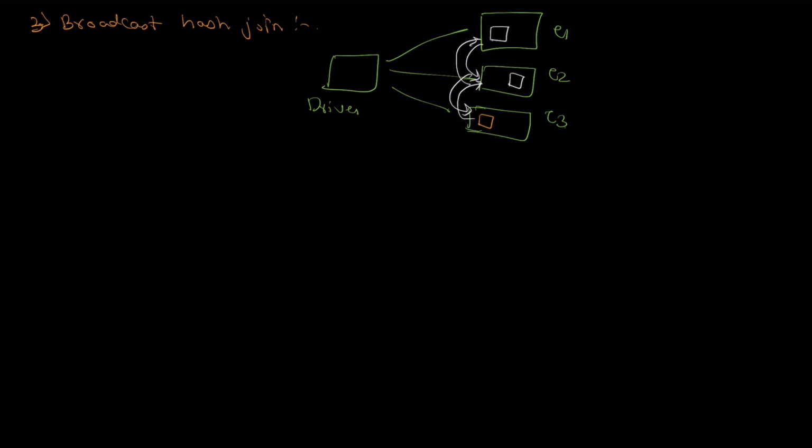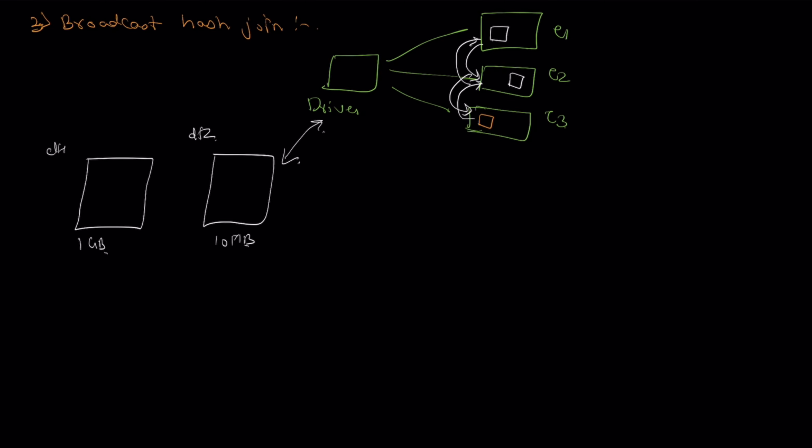We have seen in our narrow transformation versus wide transformation video that shuffle is a costly operation, and hence we should avoid as much shuffle as possible. So that is the drawback that broadcast hash join overcomes. What happens in broadcast hash join is, let's say we have two data frames, df1 and df2. Let's assume that the size of df2 is 10 MB and the size of df1 is 1 GB. So the driver would be shipping this df2 to each of the executors.